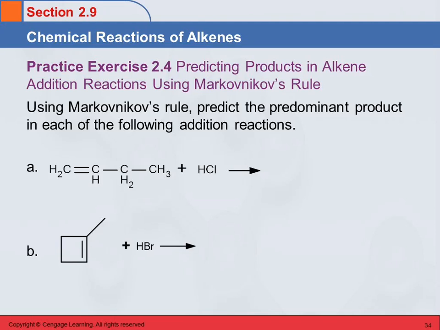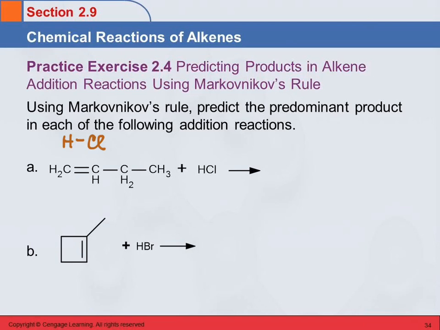So let's practice. Predict the predominant product in each of the following addition reactions. So in A, we're adding HCl, and the HCl is going to add across the double bond. And so this hydrogen is choosing between these two carbons. Which one is it going to prefer? The first one, because there's already two hydrogens here. The hydrogen is going to go to the side with more hydrogens.